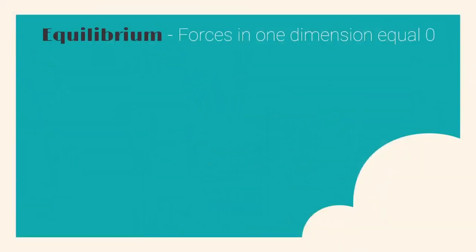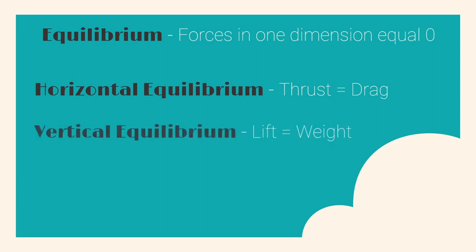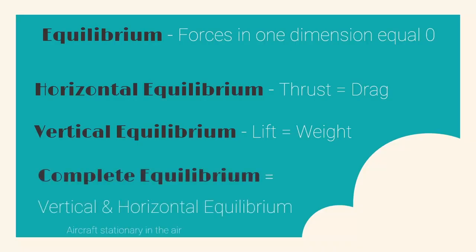When talking about these four forces, equilibrium is often also brought up. An aircraft is in equilibrium when all forces in one dimension are equal. So for example, when the aircraft's thrust is equal to its drag, then it's in horizontal equilibrium. When the aircraft's lift is equal to its weight, then it is in vertical equilibrium. And finally, when all forces cancel each other out, then the aircraft is in complete equilibrium, and the aircraft is essentially not moving in the middle of the sky.